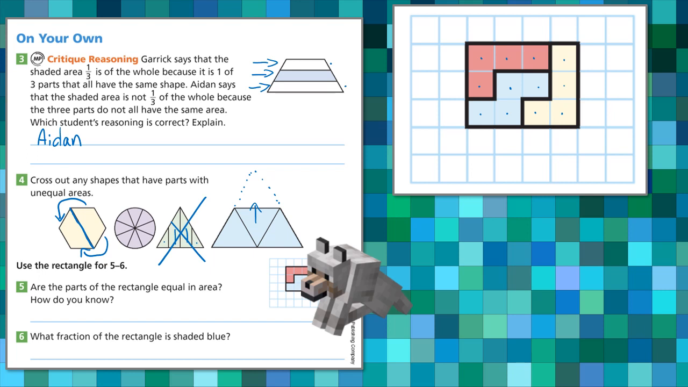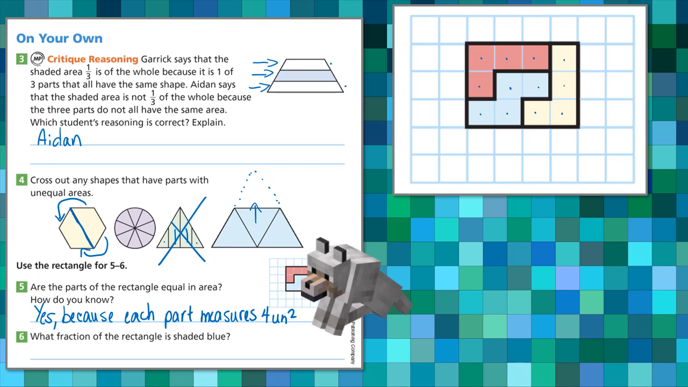Okay, so how would you answer that? Are the parts of the rectangle equal in area? How do you know? Yes, they are. And why? Because each different part has 4 square units. Good, so yes, because each part measures 4 units squared or square units.